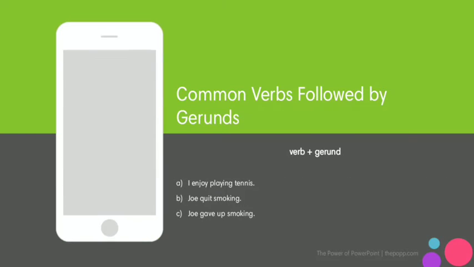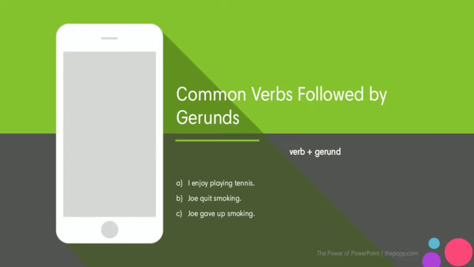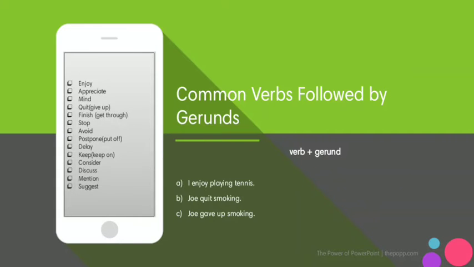Okay, next is common verbs followed by gerunds. There are enjoy, appreciate, mind, quit, finish, stop, avoid, postpone, delay, keep, consider, discuss, mention, and suggest. So, for common verbs followed by gerunds, there is verb plus gerund. For example, I enjoy playing tennis.